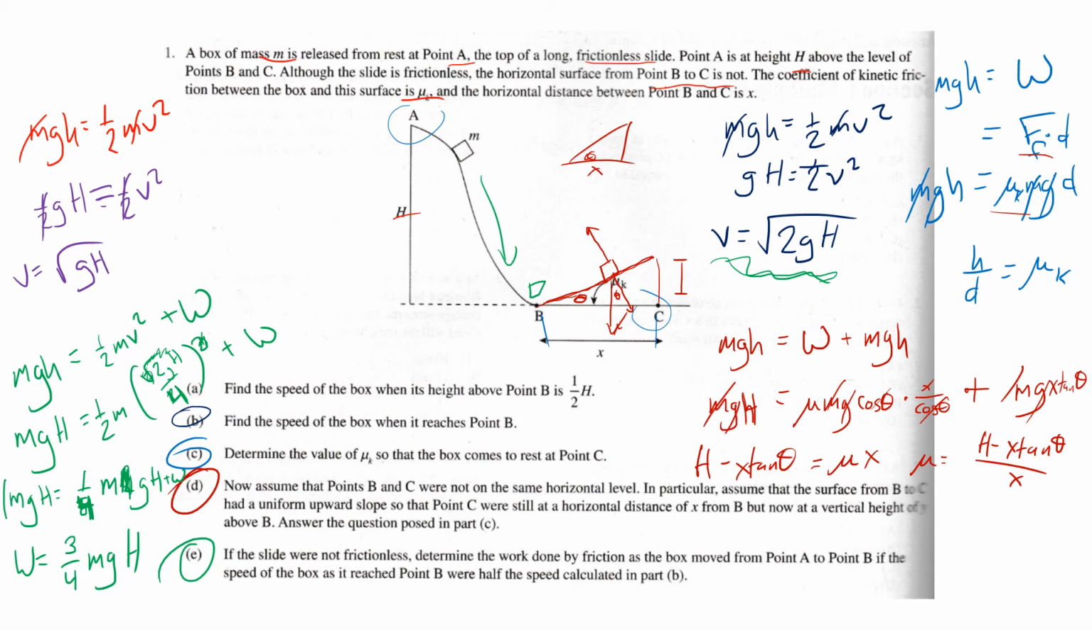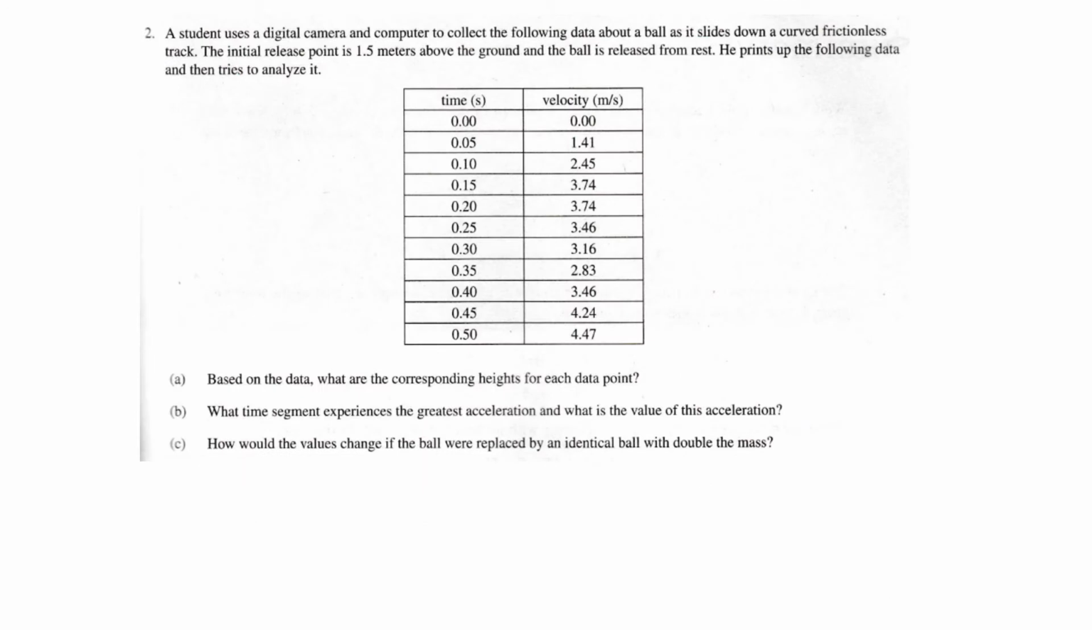All right, let's do another one. A student uses a digital camera to record the following data about a ball as it slides down a curved, frictionless track. All right, it's curved and frictionless, so acceleration is not going to be constant. The initial point is 1.5 meters above the ground, and the ball is released from rest. He puts up the following data and tries to analyze it. Well, I hope he does a good job. Based on the data, what are the corresponding heights for each data point?